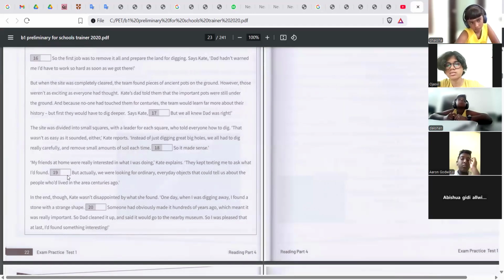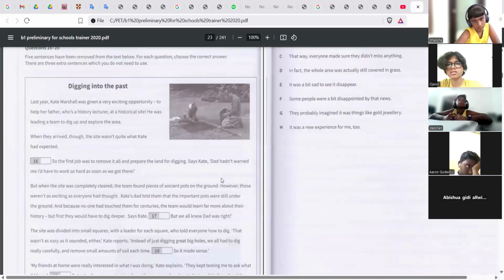So, what is happening inside the box? 19. What is happening? So, like, but means like before, but it is something opposite to what they're trying to say. Opposite to what? Opposite to ordinary. Tell me what is opposite to ordinary? That's expensive. Superb. That's it. You really sealed it. That's expensive gold jewelry. Look at that. They probably imagined it was things like that. Who are they? Who are they? Ojasvi? Friends. Very nice. Back home, not in the site.